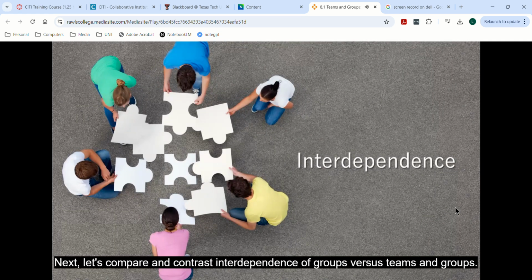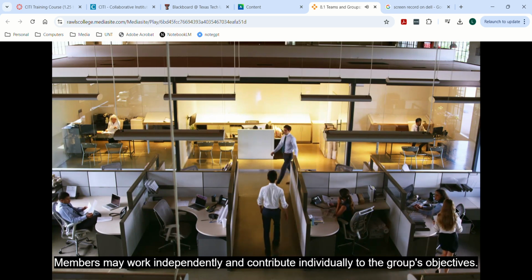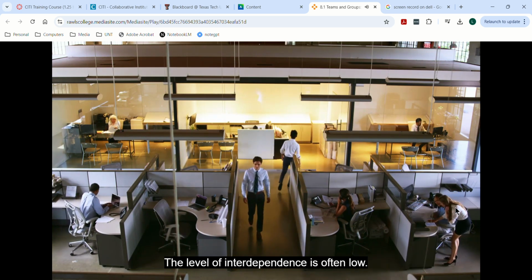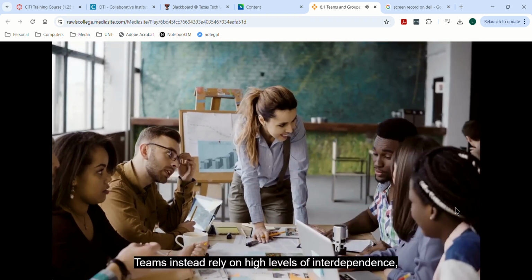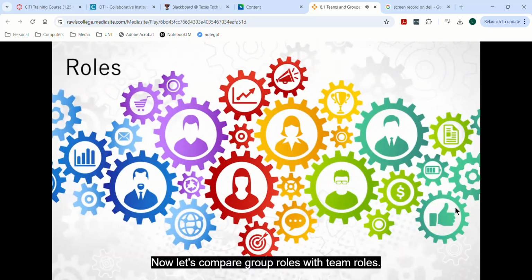Next, let's compare and contrast interdependence of groups versus teams. In groups, members may work independently and contribute individually to the group's objectives. The level of interdependence is often low. Teams instead rely on high levels of interdependence, where members need each other's contributions and collaboration to achieve their common goals. Now, let's compare group roles with team roles.